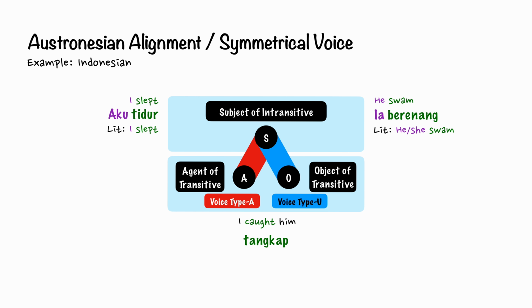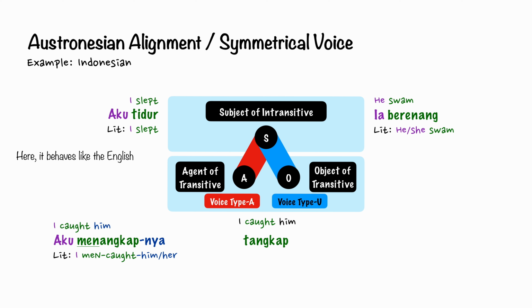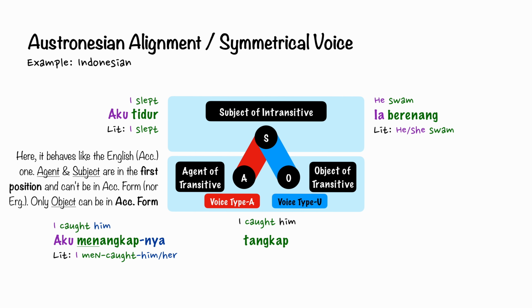On the left side, we have the agent voice, aku menangkapnya. Literally, this means I caught him. Here it resembles English structure, where the subject aku is in the first position and the accusative object nya follows the verb. The verb is marked with the prefix meng to indicate agent voice.